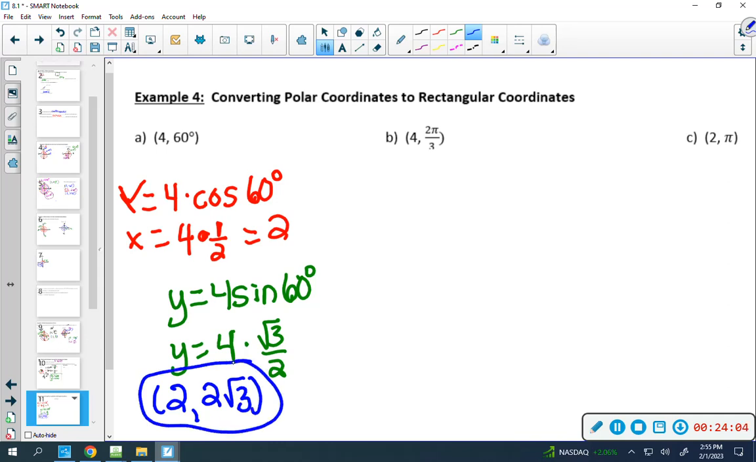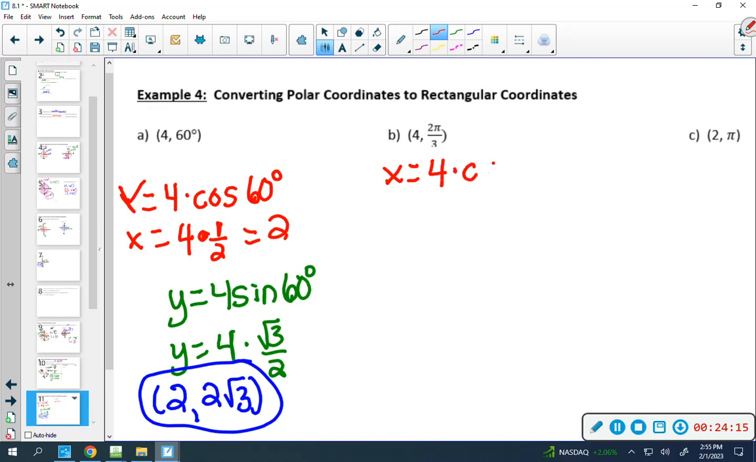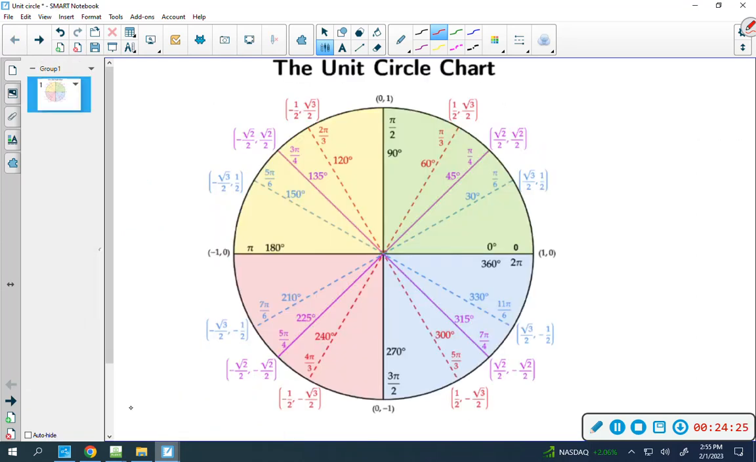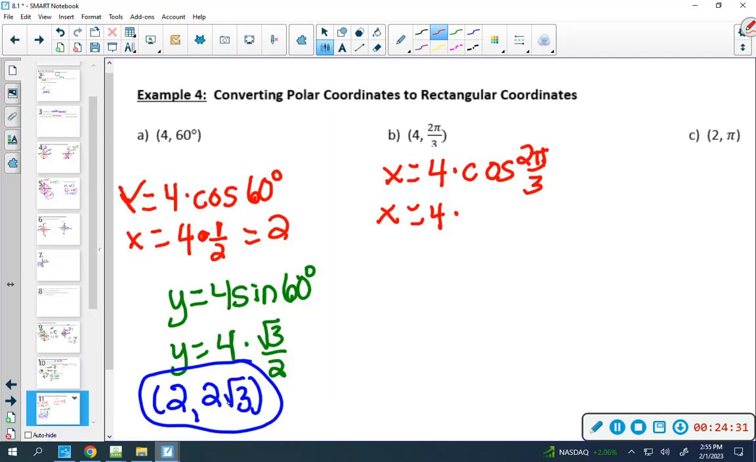We're just going to carry on and do a couple more. So you're in radians, big deal, it's the same thing. x is the radius times cosine for x, cosine of 2 pi over 3. We're just going to get that right off our circle and not stress about it. Pulling up the circle, 2 pi over 3. Got it, cosine I see there is negative 1/2. So that gives negative 2. Okay, let's do the y. So 4 times the sine.